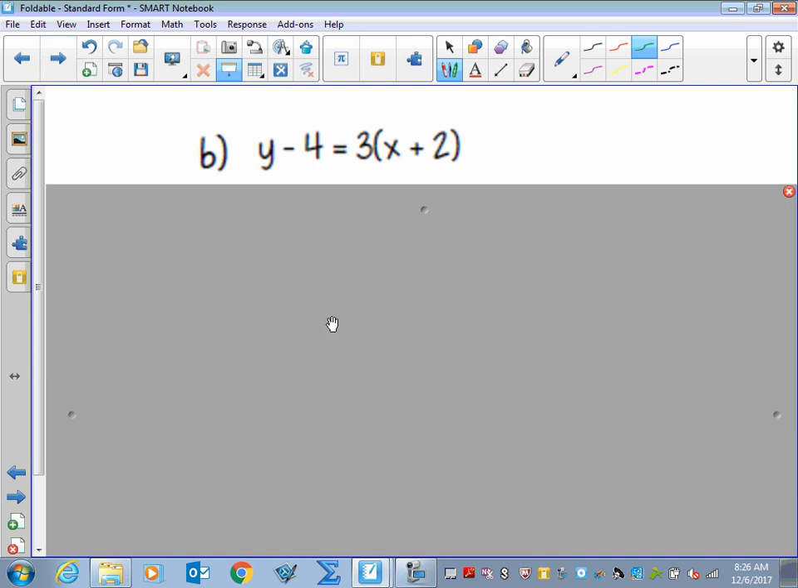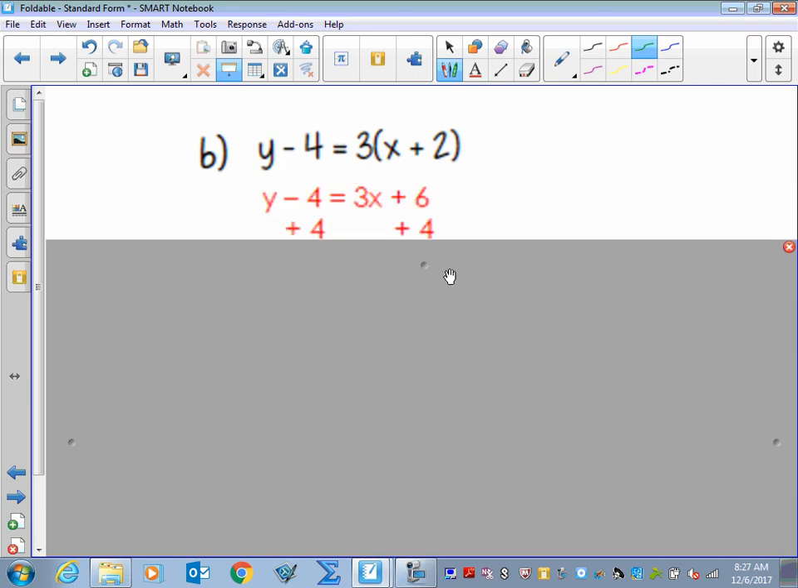All right, so let's take a look at this one. This is in point slope form, because I told you it's going to be in some other form first. Who can tell me the slope in this problem? Yes, 3. All right, what's the point? Start with the x first. -2, 4. Okay, so this is in point slope form.